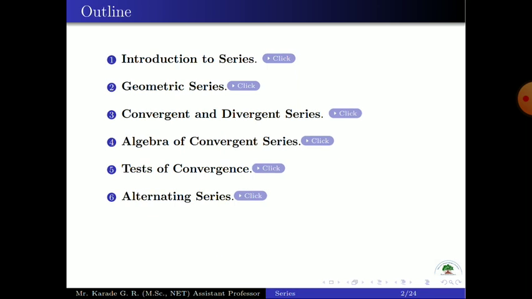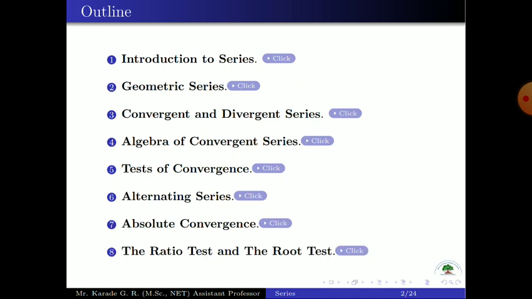Then after that we will learn about alternating series, and in the next lecture we study absolute convergence and the ratio test and the root test to check the convergence and divergence of the series. Okay, so in this lecture we learn about the fifth point, tests of convergence.